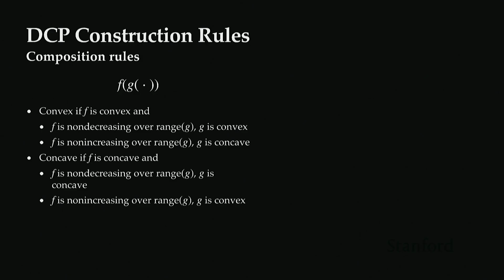Similarly, to show something is concave, we can flip these rules around. With the asterisk here, that we need to make sure that the range of g is within the domain of f. So for example, if f was square root, that g wouldn't spit out a negative number.